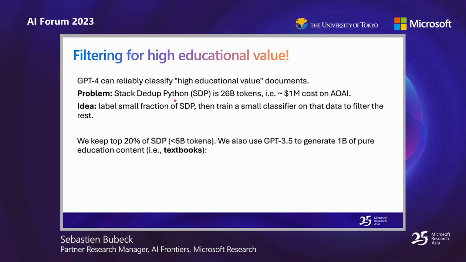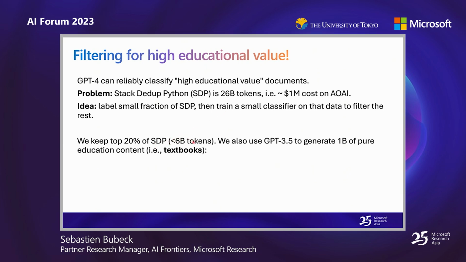So we used GPT-4 and we then trained a classifier to mimic it, to give a score from 0 to 10 of how good it is in terms of educational value. And we decided to keep the top 20%, which means 6 billion tokens. The top 20% of 26 billion is about 6 billion tokens. And then we didn't stop there.